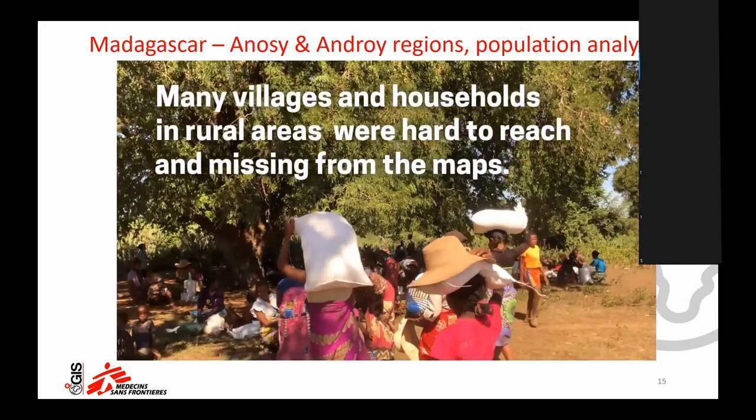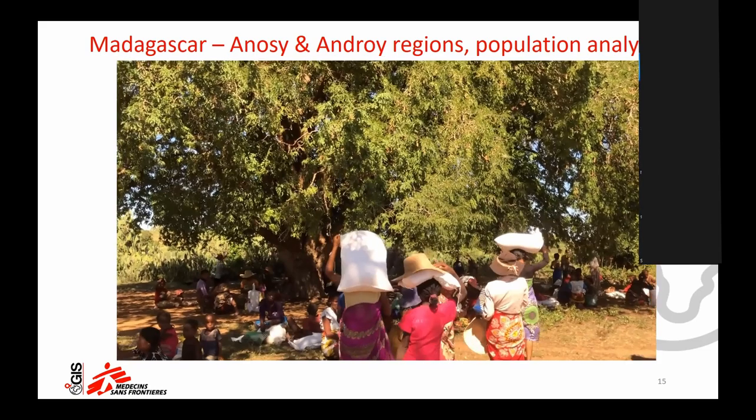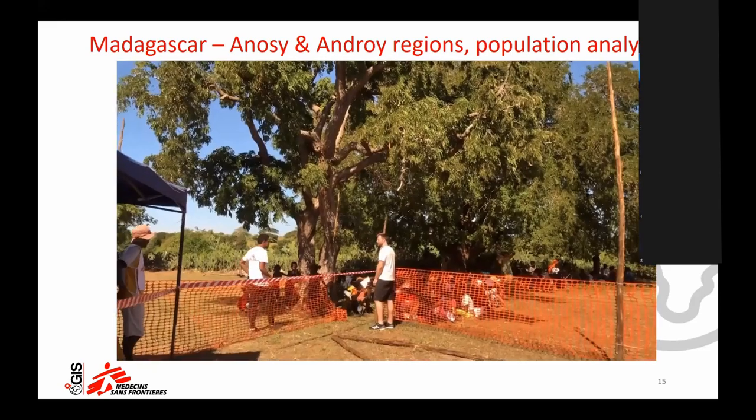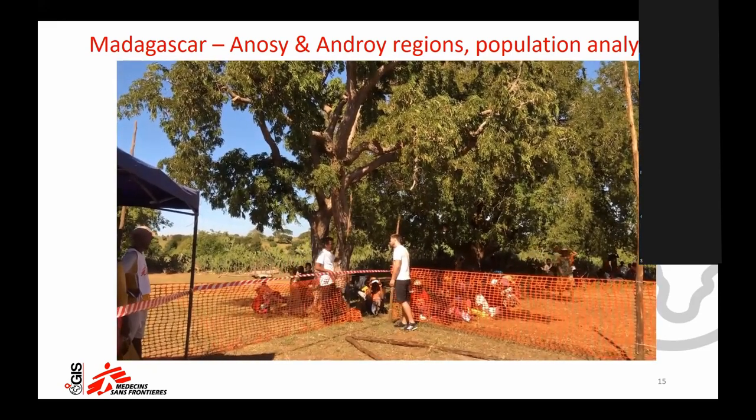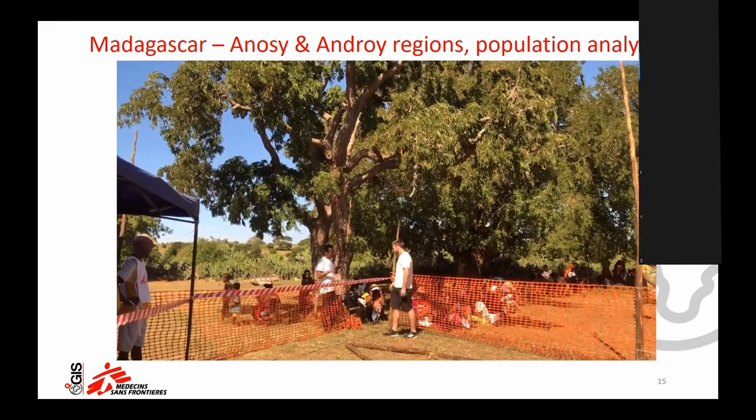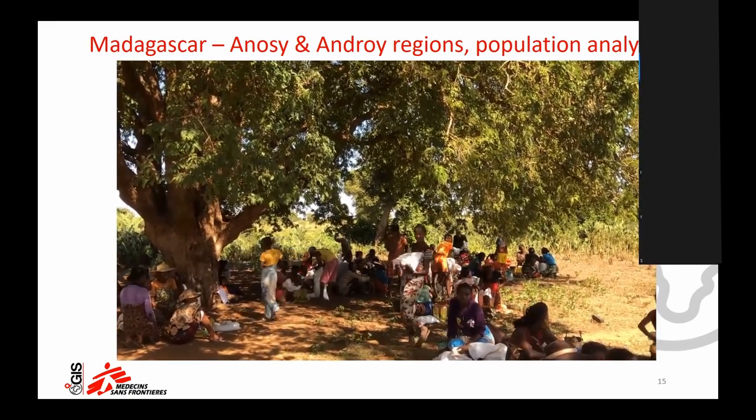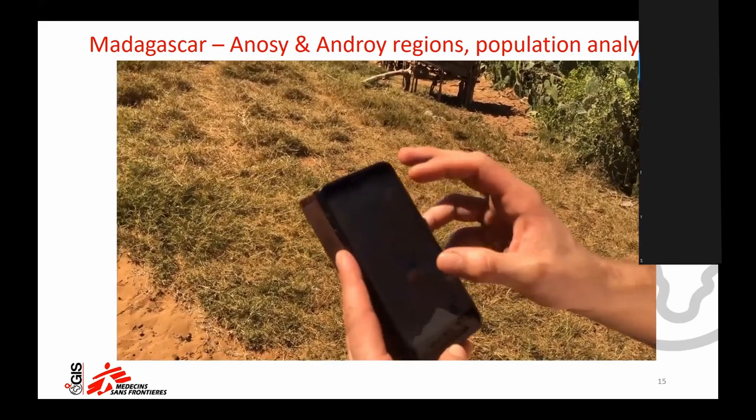At the distribution points, we've got many women waiting with their children. They've been walking 4 hours, even more, which is obviously quite a big problem because it's very hot, very dry, not a lot of water available. So using GIS and Missing Maps data, we can help improve the situation.